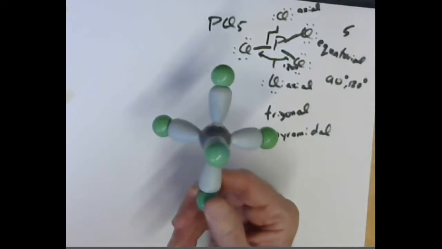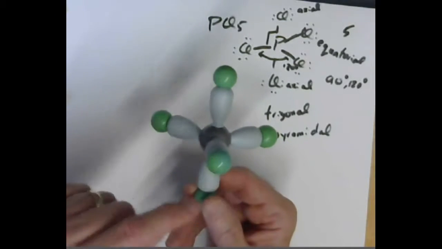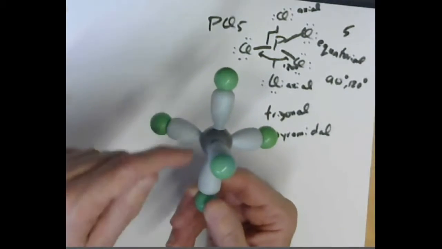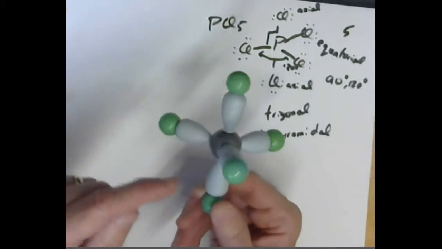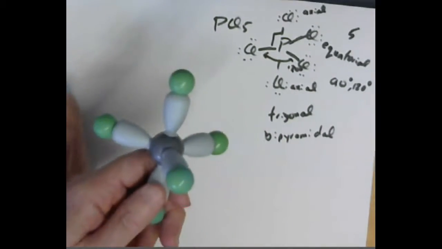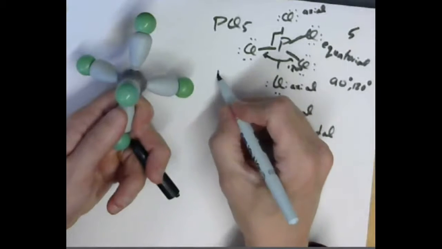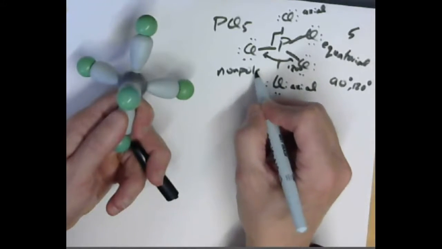In PCl5, the equatorials are all just alike. The axials are also just alike. So the equatorials cancel one another out, the axials cancel one another out. And so this molecule winds up being nonpolar.